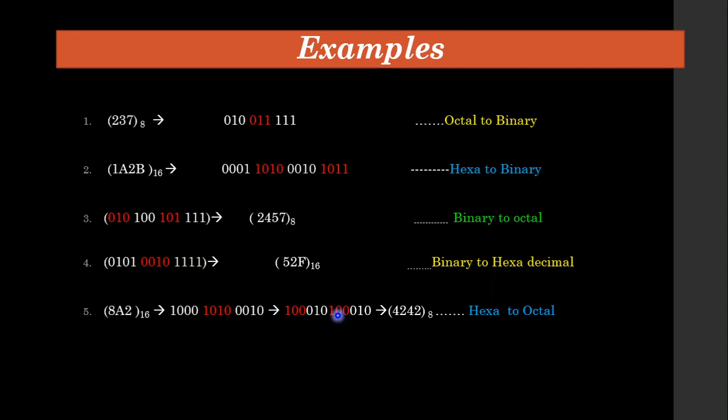So 2 is written. And then grouping the next 3 bits, 100, the value is 4. Again grouping the next 3 bits, the decimal value is 2, so I have written this 2. And then finally 100 is 4. So 4242 is the octal value, the conversion from hexa to octal. So from hexa convert to binary, splitting into 4, then grouping into 3 to convert into an octal number.